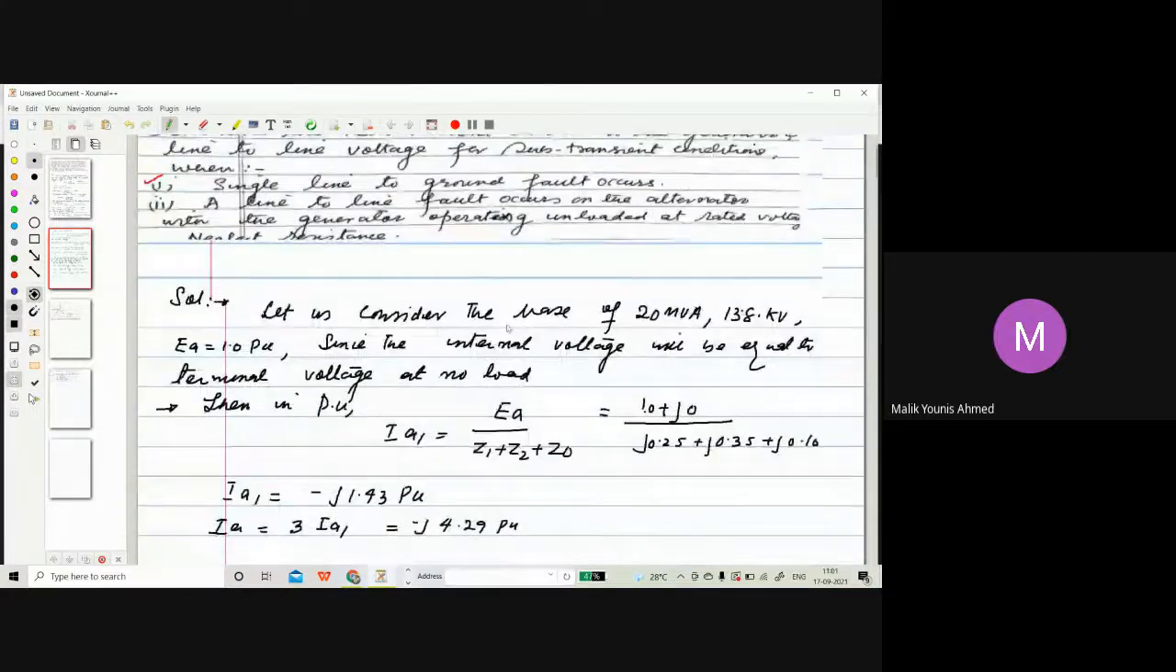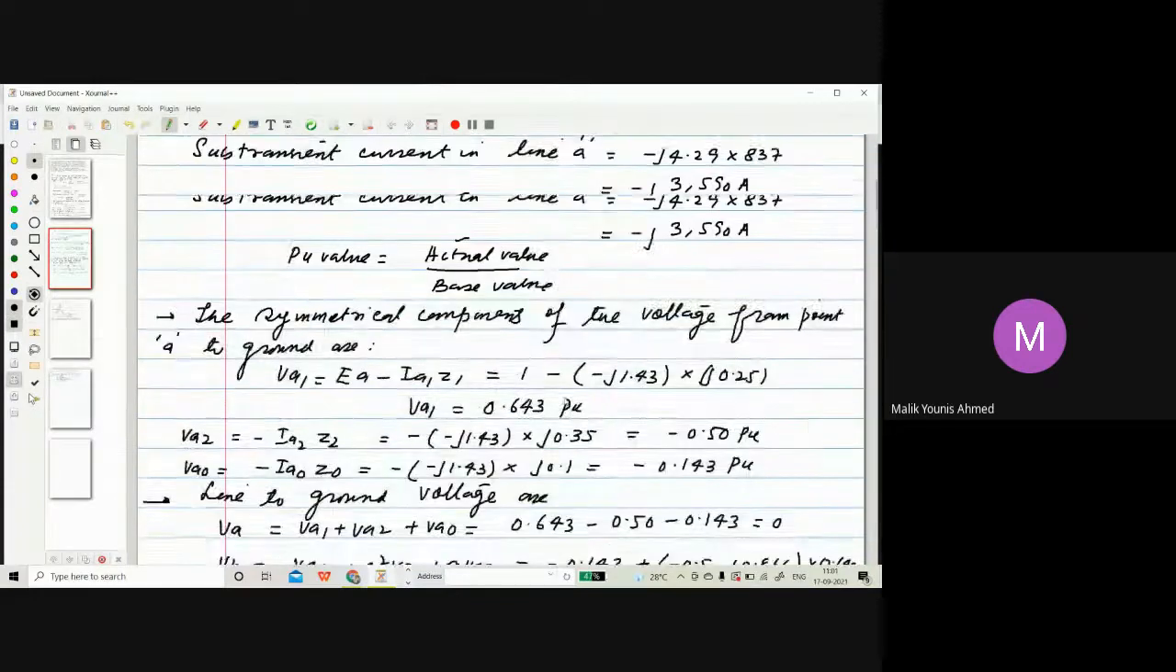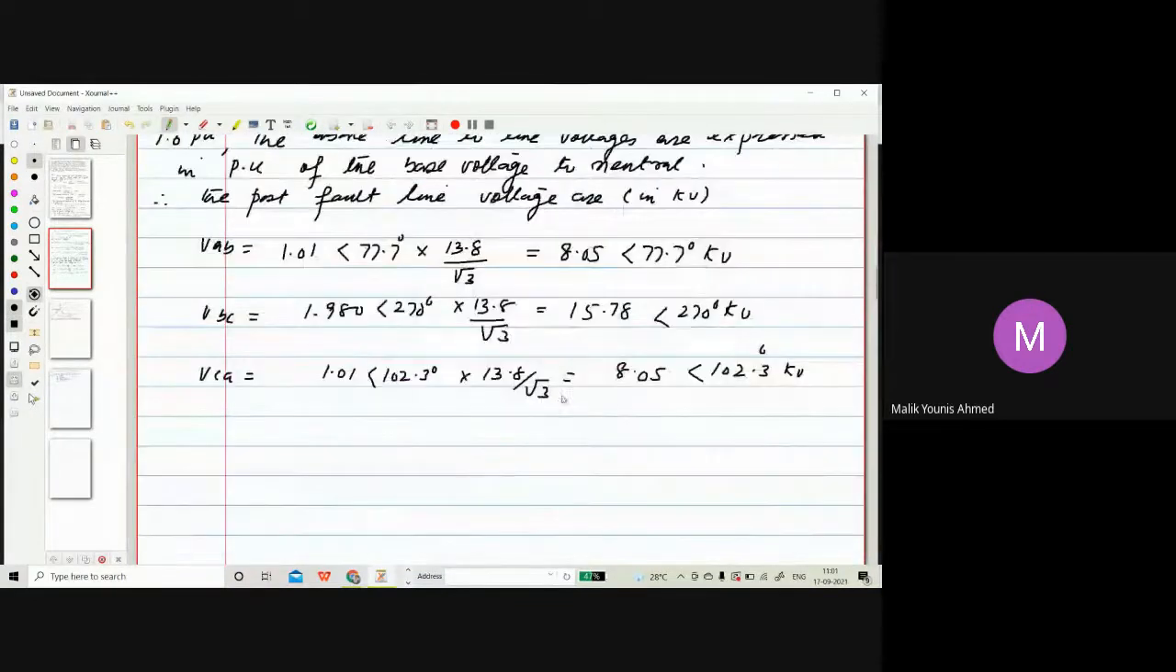So that is a very important point. We have internal voltage will be equal to terminal voltage. So base voltage to neutral we are considering, that's a face value of the voltage we have to multiply in order to get the actual values. So this was about the numerical. So next we have line to line fault.